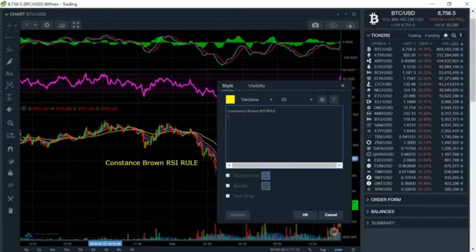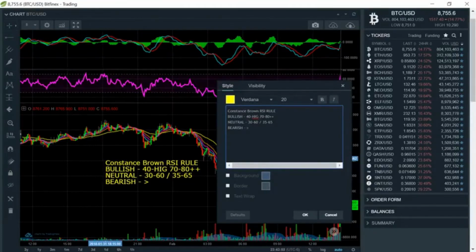RSI rule: bullish is equal to 40 plus, like 40 and up to a high number, super high, like 70 to 80s plus, around there. Neutral is between, say, 30 and 60, or 35 to 65, around that range. Bearish is equal to a very low number, like less than.